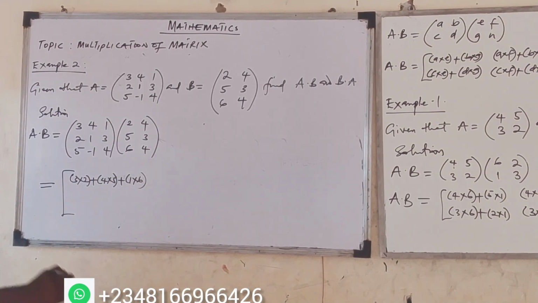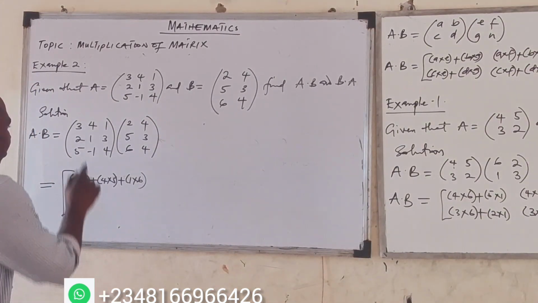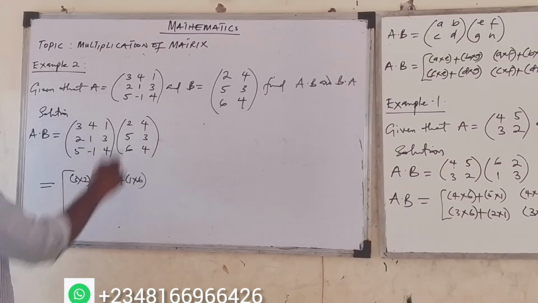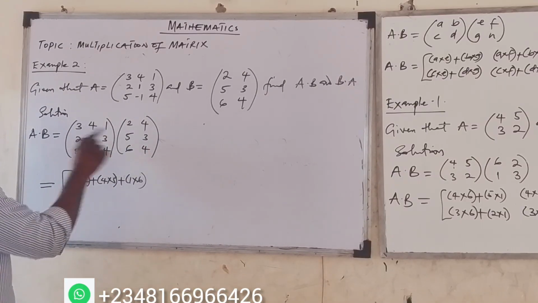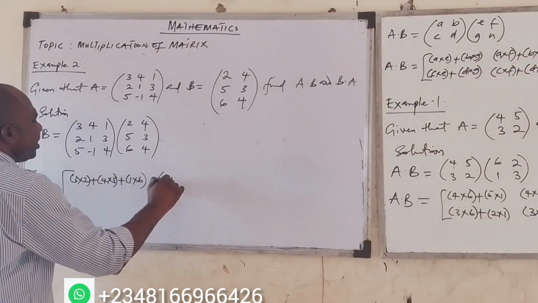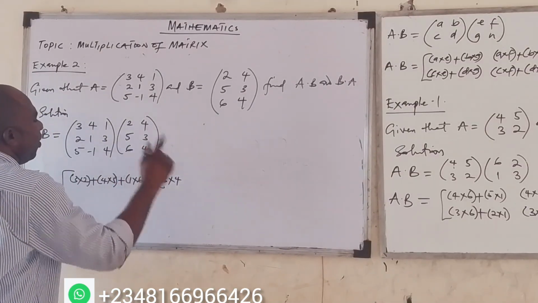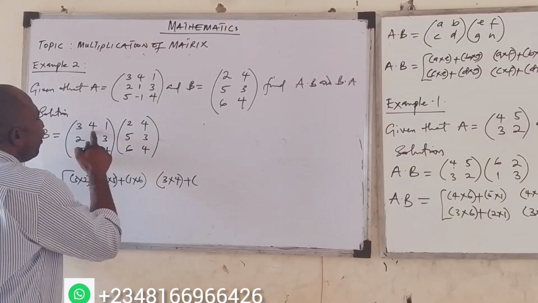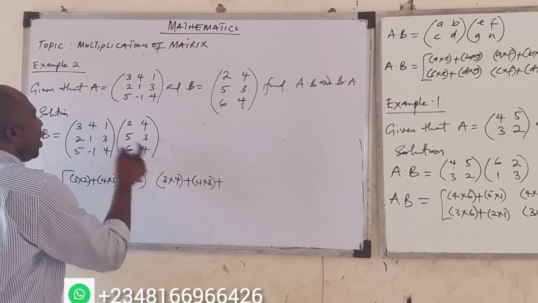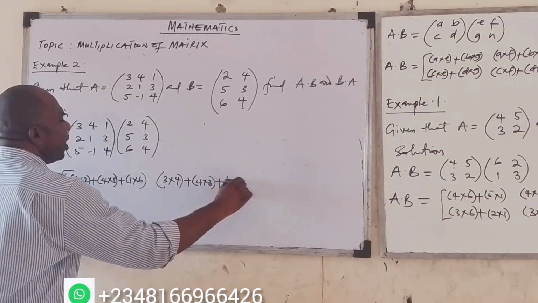Now remember we said from inception that it is row by column. So we're done with the first row and the first column. Now we're moving to the first row and the second column. So the next one will be 3 times 4 plus 4 times 3, plus 1 times 4.